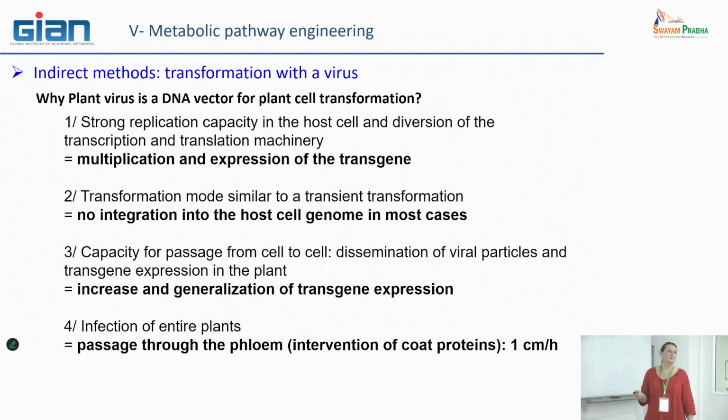They are very able to disseminate in the plant. You just have to make one point of entrance of the virus, and afterwards it will be diffused all over the plant. So it could also be easier. It's not like Agrobacteria, which don't diffuse everywhere in the plant. But viruses, yes. And so it means that you can generalize this transgene expression, whatever the organs of your plant, for example.